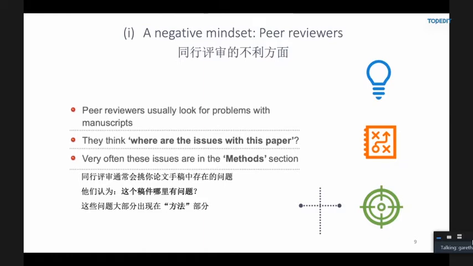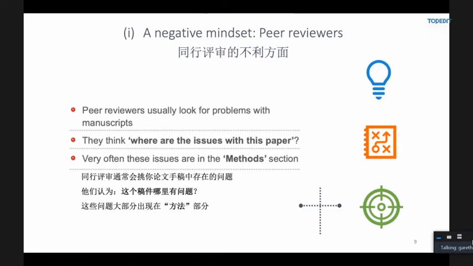And if you cast your mind back to our previous presentation in this series, or you've heard some of our other presentations about paper writing in the past, you'll know that the main section of academic papers where there are issues from peer review, it's very often the methods section. This part of the paper is the bit that you have to really focus on as a writer to make sure there are no significant problems. Issues in the methods section.